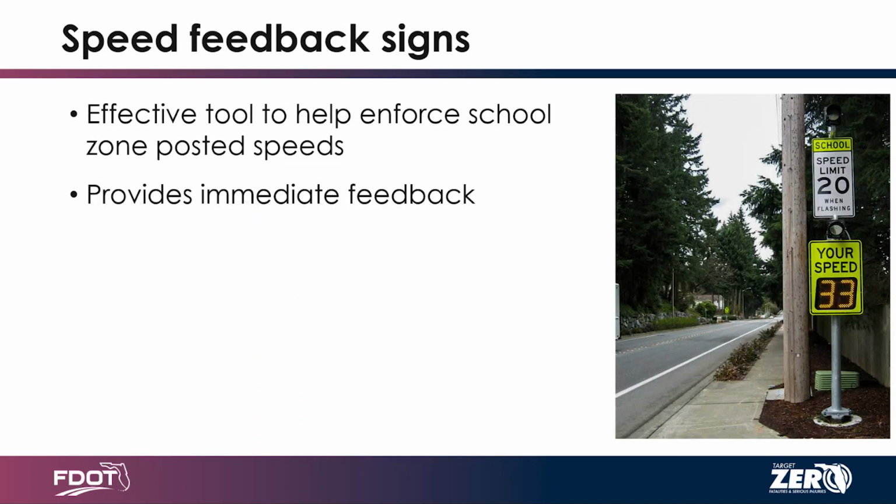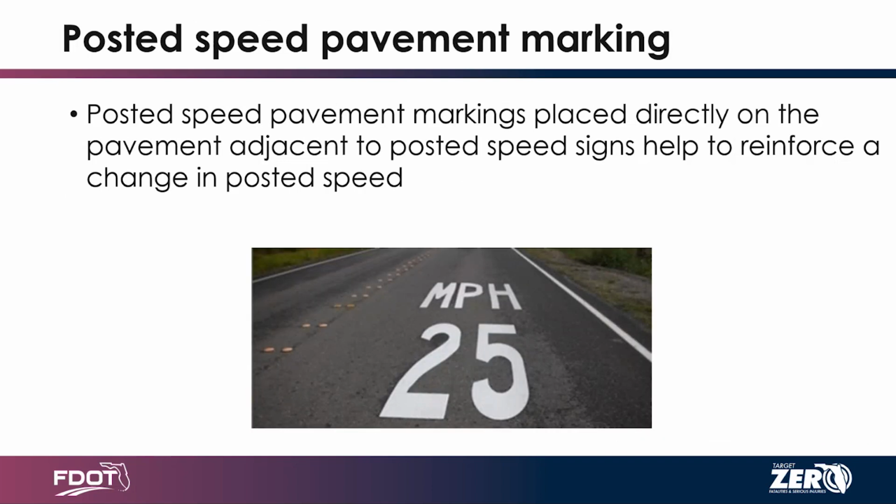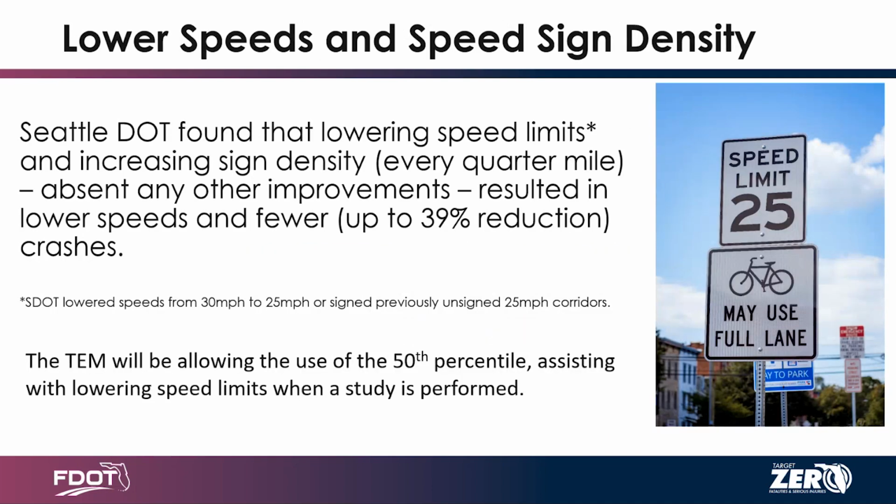Speed feedback signs. These are slightly effective. It is sometimes questionable. I would not rely on these. These are a tool to be used with other things. I think a lot of times what they're doing is providing notice if you're not intending to speed that you might need to drop down and look at what's going on. Posted speed pavement marking. I believe District 5 is doing a study on this. Be interesting to see how effective it's proven to be.